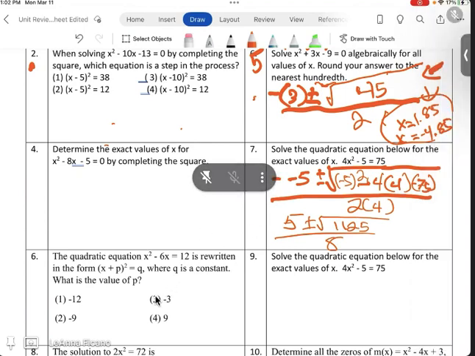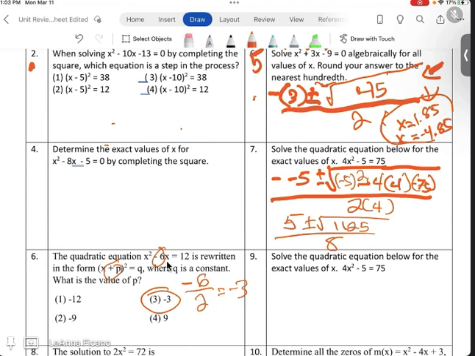Okay, now this is another number 6, so I'm just going to show you where we're going, right? And it's the quadratic equation, x squared minus 6x equals 12, okay? And it says, is written in the form x plus p squared equals q, where q is a constant. What is the value of p? Well, to find p in here, it's b over 2. So negative 6 is b. b over 2 is negative 3. So the value of p is negative 3.